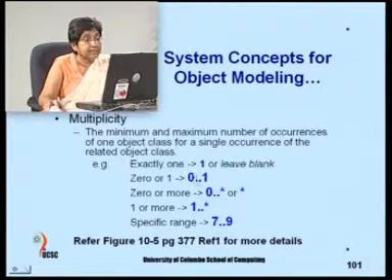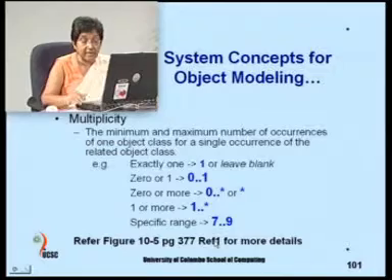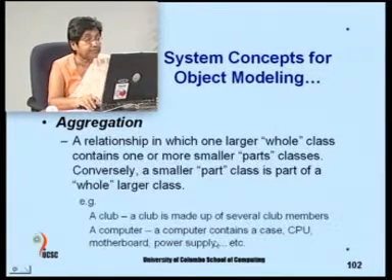0 or 1 is denoted 0 to 1. 0 or more, you can use 0, 2 dots and the asterisk, or just the asterisk. 1 or more is denoted by 1, the 2 dots and the asterisk. If there is a specific range to be described, then you say 7 to 9 or whatever the numbers. If you refer to figure 10.5 on page 377 in reference 1, you will have more details and examples given for this kind of association.